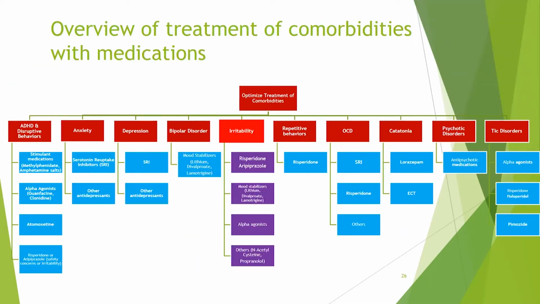So this is a chart of an overview of treatment of mental health comorbidities with various medications. The discussion of all these medications is beyond the scope of this presentation, but I will focus on the medications that are used to treat irritability.